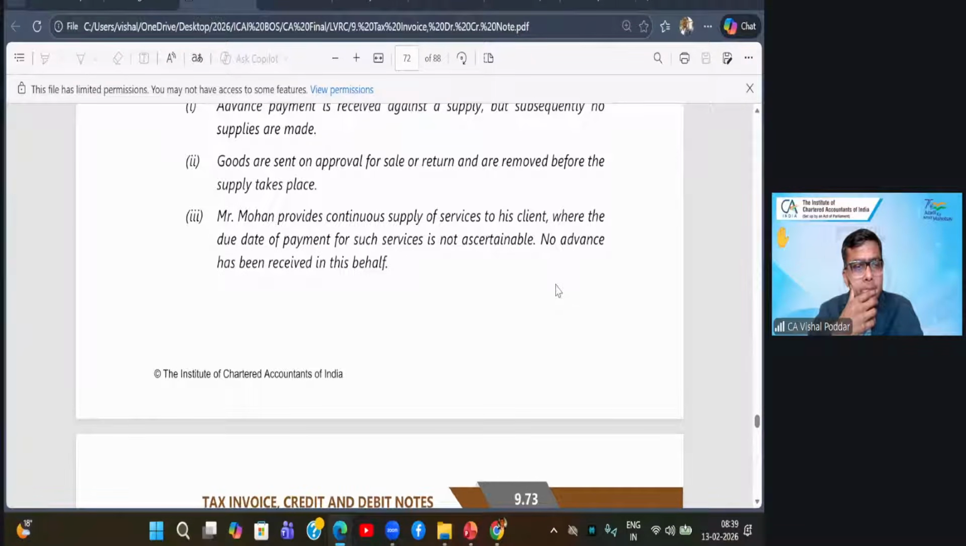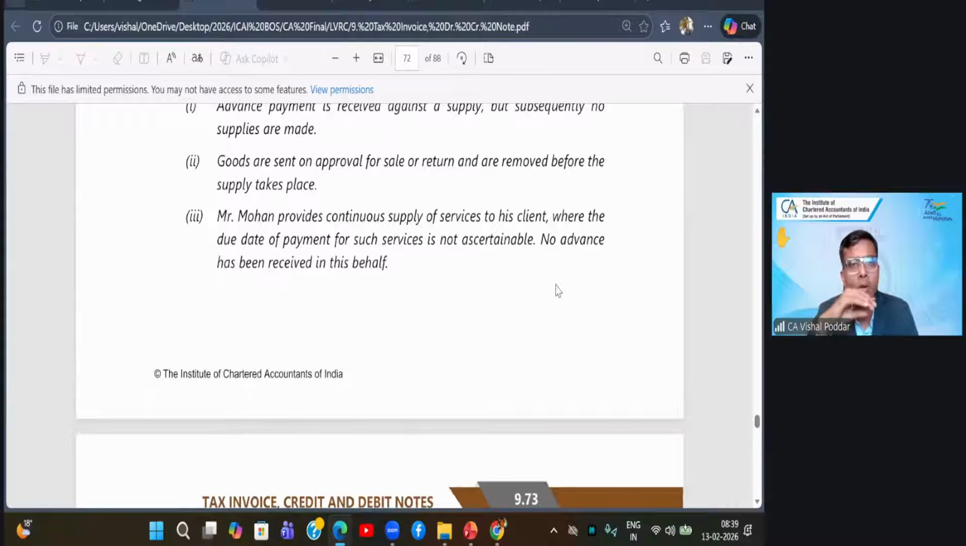Mr. Mohan provides continuous supply of service to its client where the due date of payment for such service is not ascertainable. No advance has been received in this behalf. So again, we are not dealing with time of supply. We have to find out the document. Mohan has provided continuous supply of service where the due date for payment of such service is not ascertainable. So if it is not given when the due date of payment is, but they are asking for the document, what is the document here?